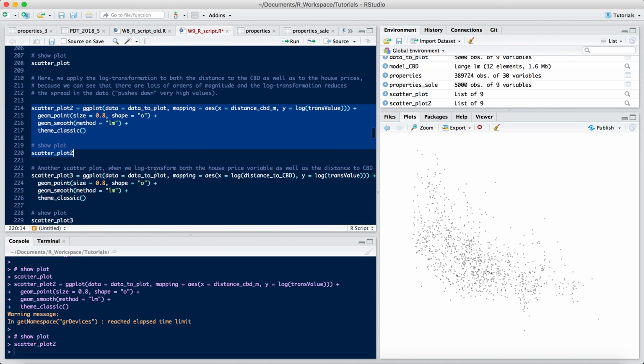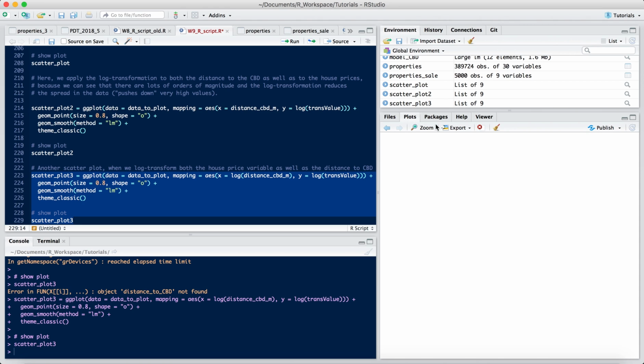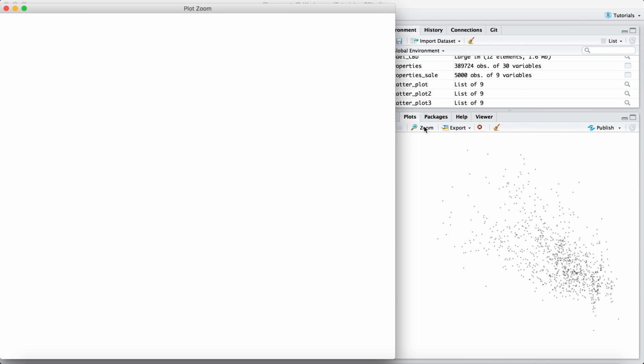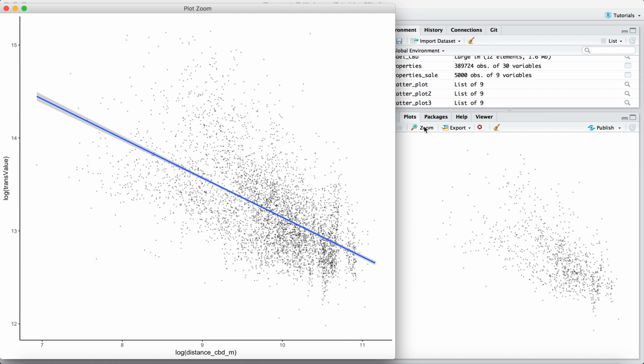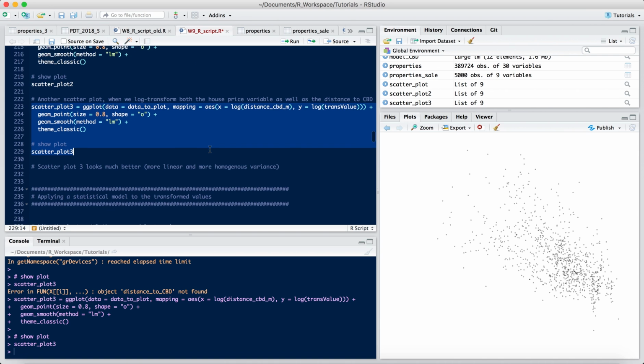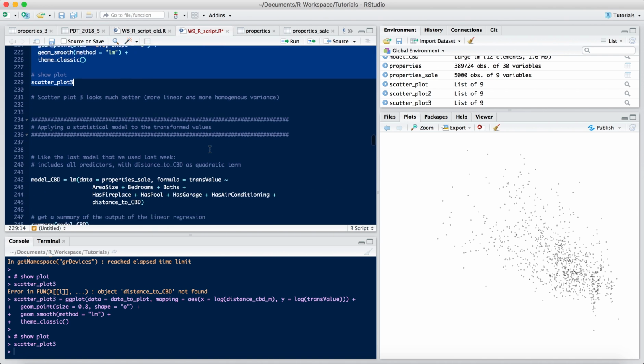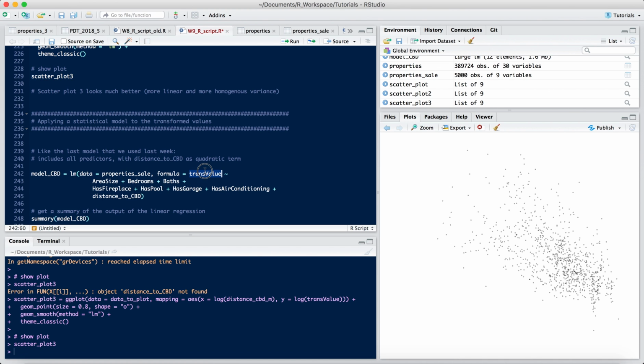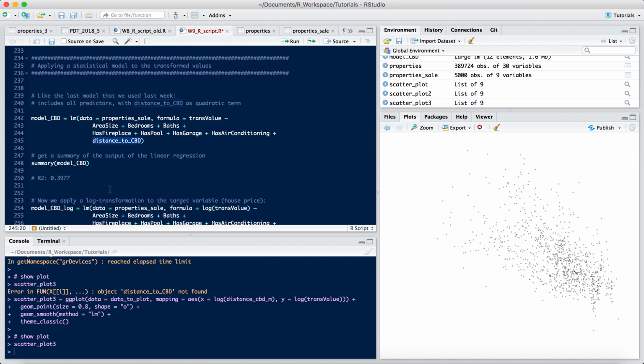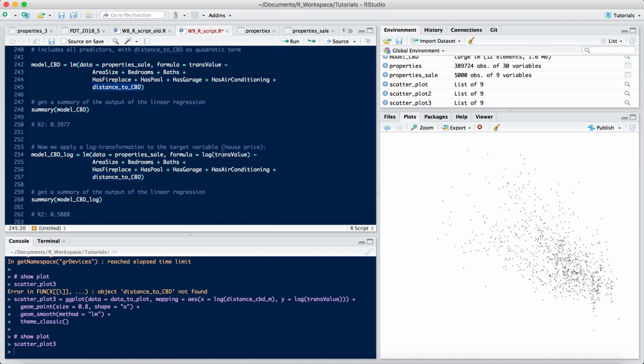Well, maybe we get it even closer with our last version, where we are taking the log of the distance and the log of the transaction value. There we go. Let's zoom in. Let's put it big. And what you see is that there is a much closer distance between the points and the trend line. And that's what we want. So let's use this in our regression model. Instead of having normal properties for sale, transaction value and CBD distance, we can change this to transaction value in log and CBD distance.